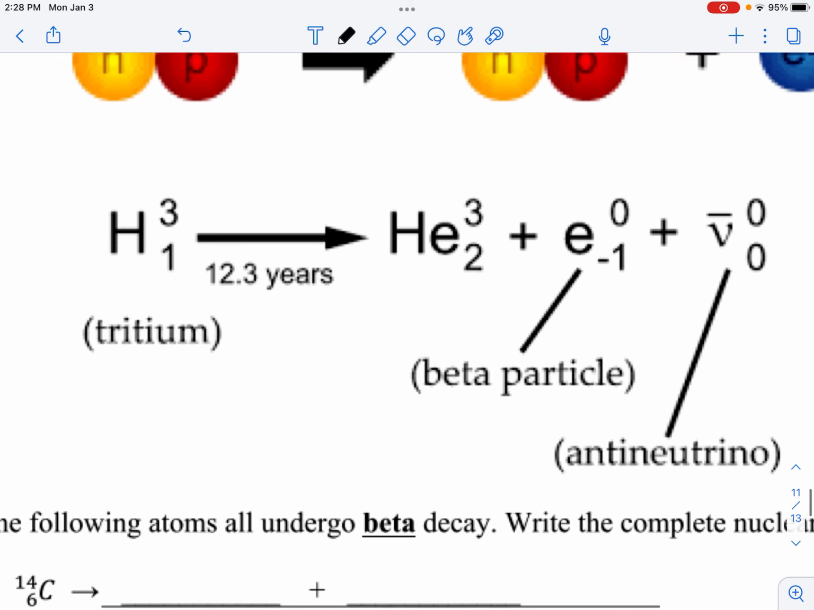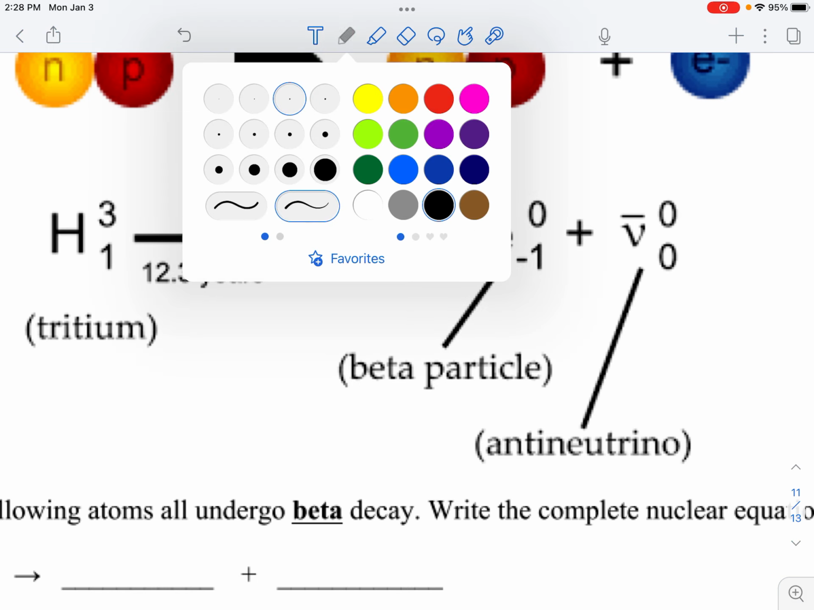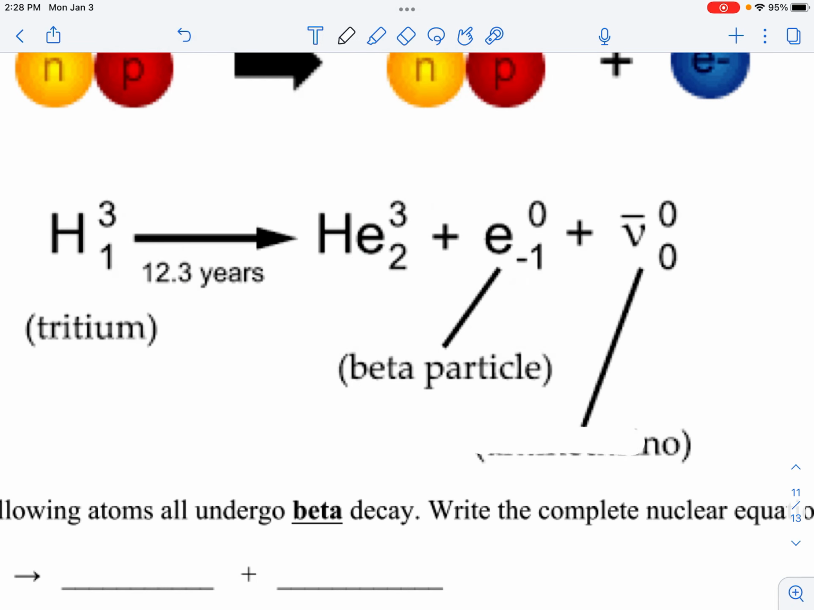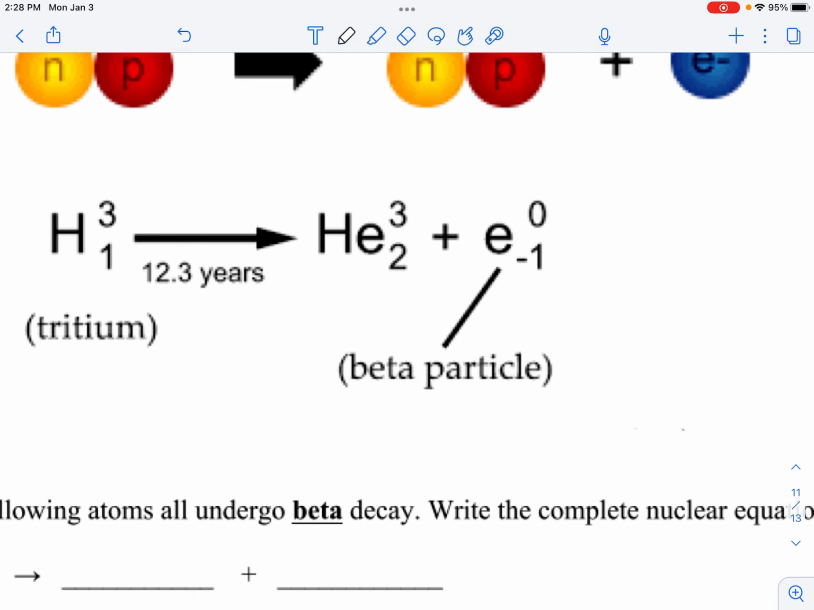So let's take a look at this. Now again, we're keeping it simplistic, so not only does this give off beta particles, it also gives off things called antineutrinos. We're not going to worry about those, so we're not going to worry about where that comes from. Check out what happens in our math. Remember that everything on the top left has to be the same as everything on the top right, and everything in the bottom left has to be the same as everything in the bottom right.